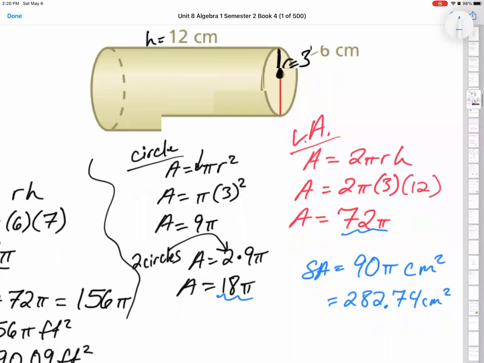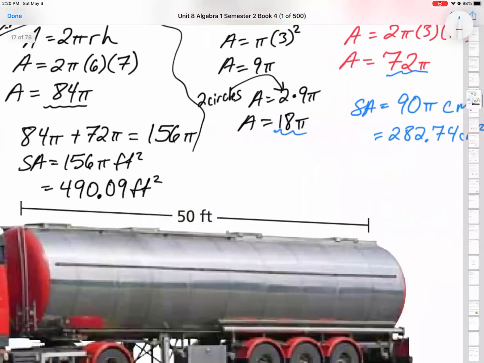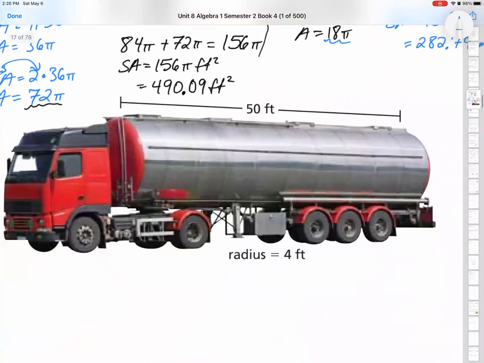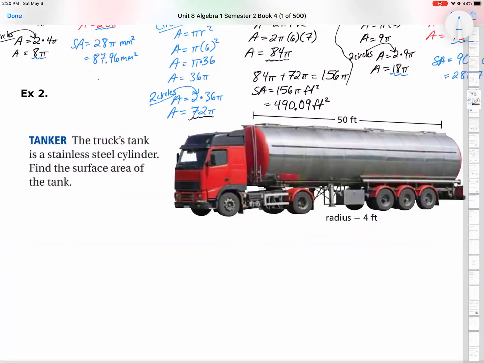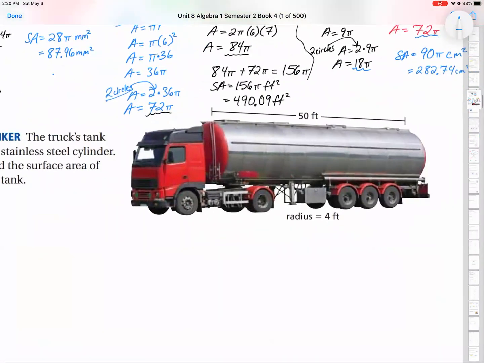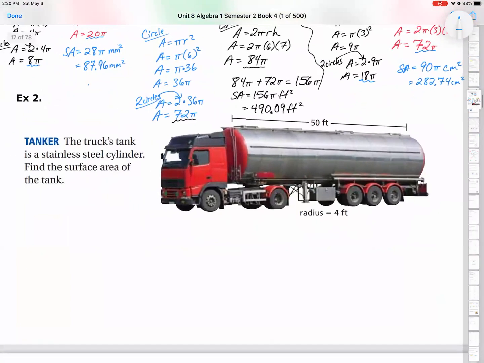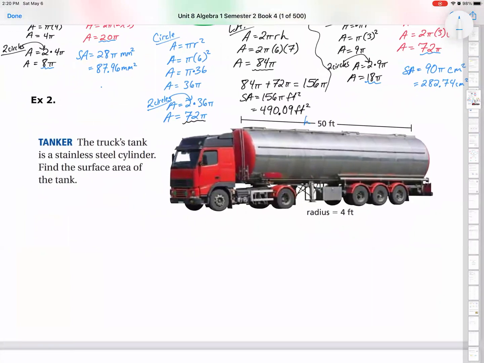All right, now we're shifting gears towards this application question. Here we have a tanker, and the truck's tank is a stainless steel cylinder, and we have to find the surface area of the tank. Pretty much, guys, it's pretty similar to what we've been seeing. We have our height here is 50, and our radius is 4. If you want, go ahead and feel free to pause the video and give that one a shot.